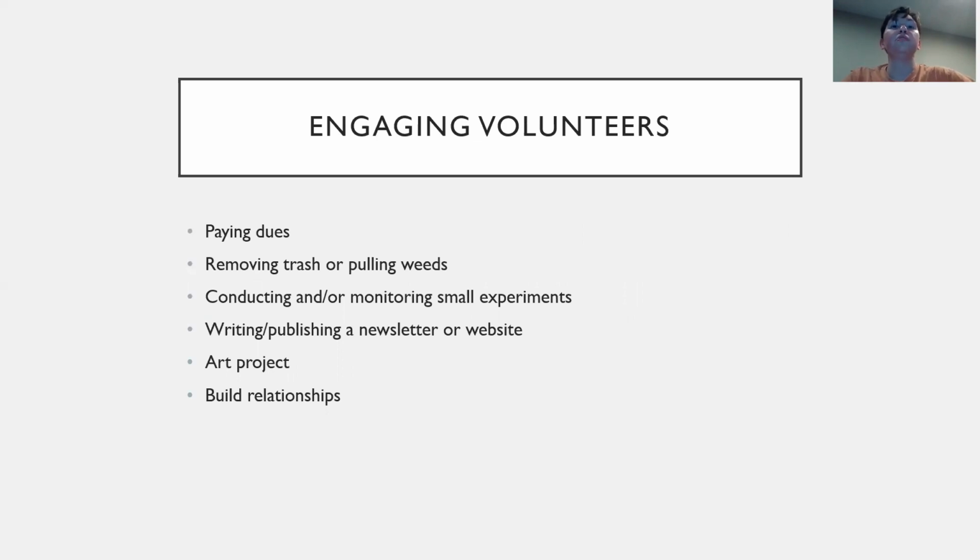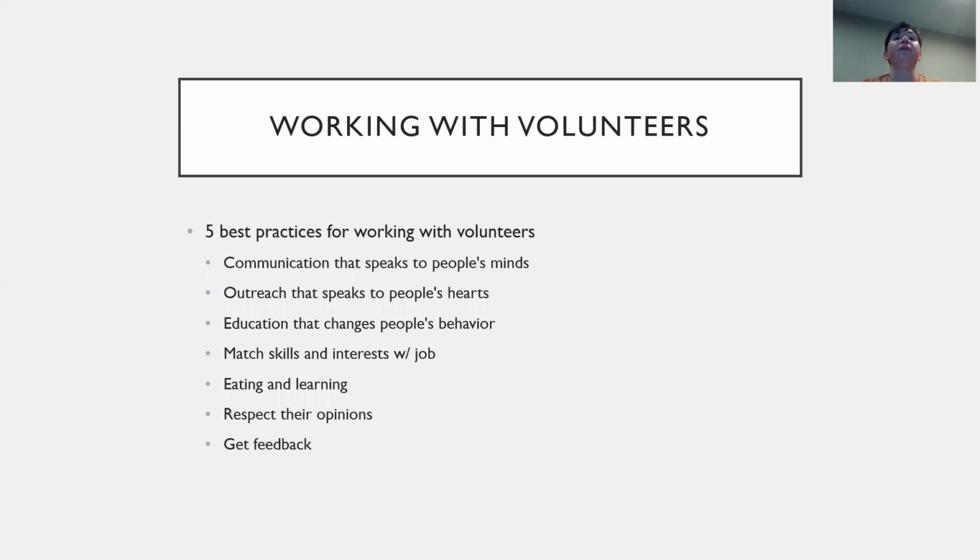Some common ways to engage volunteers are by paying dues, removing trash and pulling weeds, conducting or monitoring small experiments, writing or publishing newsletters or websites, art projects, and building relationships with them. 5 best practices for working with volunteers are communication that speaks to people's minds, outreach that speaks to people's hearts, education that changes people's behavior, matching skills and interests with the jobs that they complete, eating and learning, respecting their opinions, and getting feedback from them.